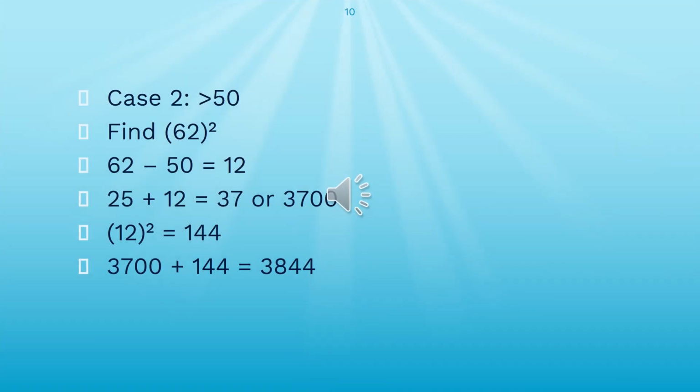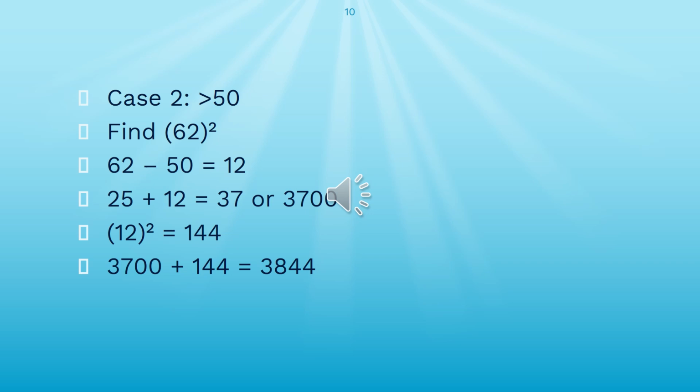For our second case, this happens when we have a given number that is greater than 50. In this case, let us find out the square of 62. Step 1, we need to check the distance of 62 from 50. That can be found by subtracting 50 from 62. So 62 minus 50 is 12. Next, because this is greater than 50, we need to add the constant 25 to our distance 12. So 25 plus 12 is equal to 37, which can also be translated as 3,700 by attaching two zeros.